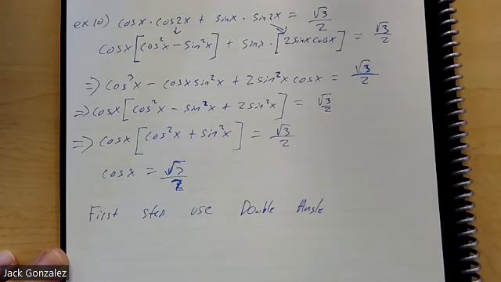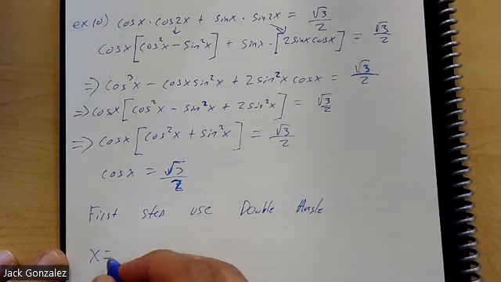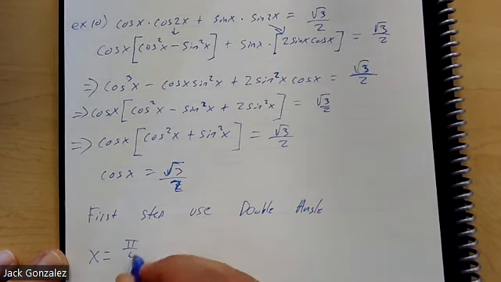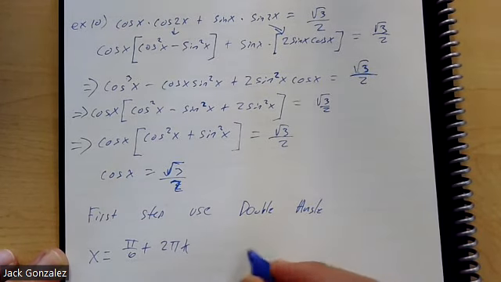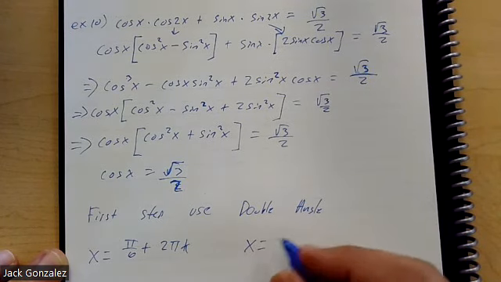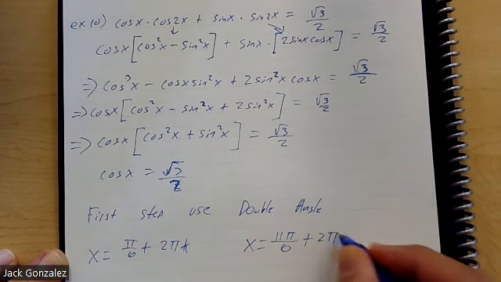Okay. Anyway, x is equal to, on your circle, pi over 6 plus 2 pi k. x is equal to 11 pi over 6 plus 2 pi k.